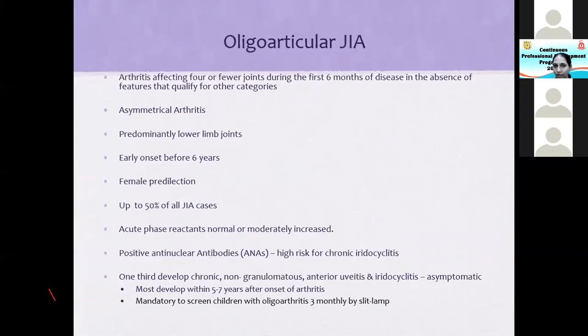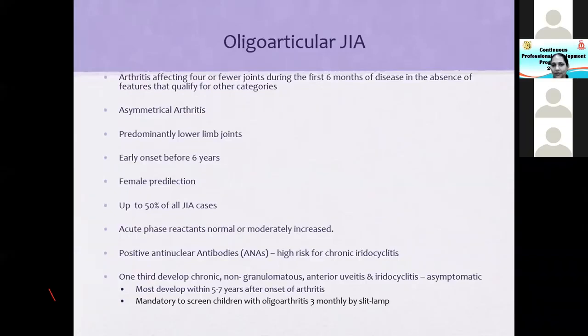Now, if you consider oligoarticular JIA, as I told you earlier, 4 or fewer joints will be affected. The arthritis is asymmetrical, and predominantly the lower limb is affected. As I showed you in the picture, it is early onset disease, less than 6 years of age, females are more affected, and most of the cases of juvenile idiopathic arthritis will fall into this group of oligoarticular JIA.